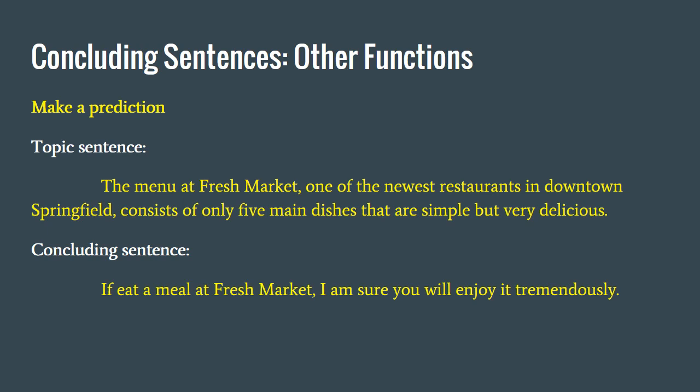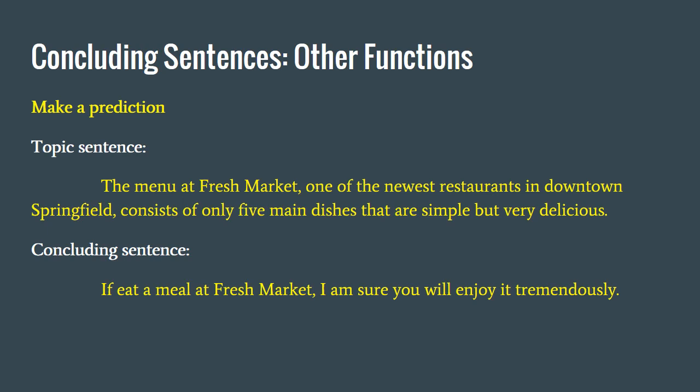A topic sentence example: The menu at Fresh Market, one of the newest restaurants in downtown Springfield, consists of only 5 main dishes that are simple but very delicious. Okay, so let's make a prediction. But if you eat a meal at Fresh Market, I am sure you will enjoy it tremendously. So here the writer predicts that the reader will enjoy this restaurant.